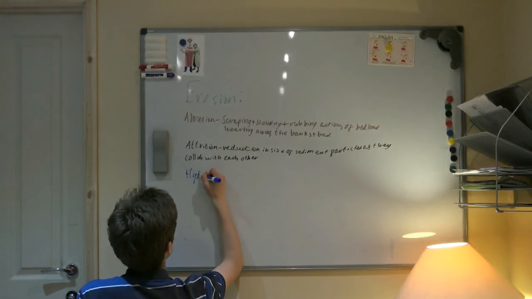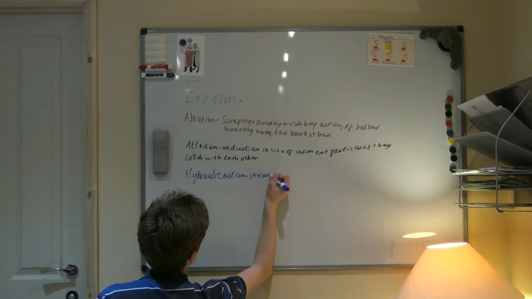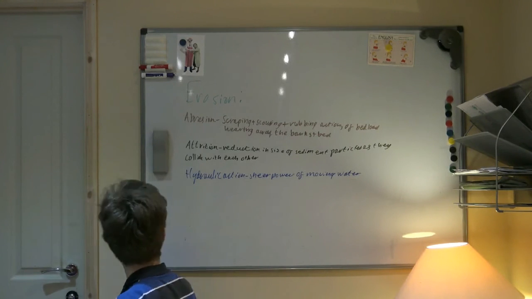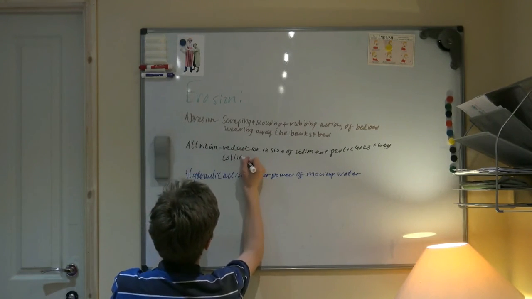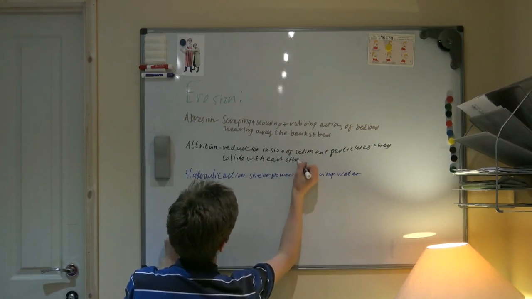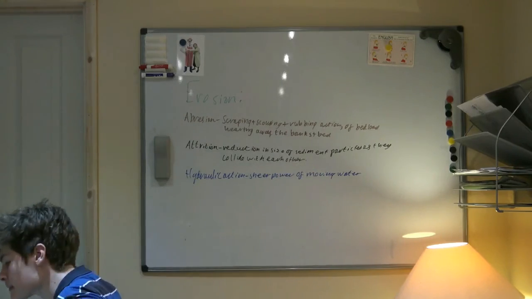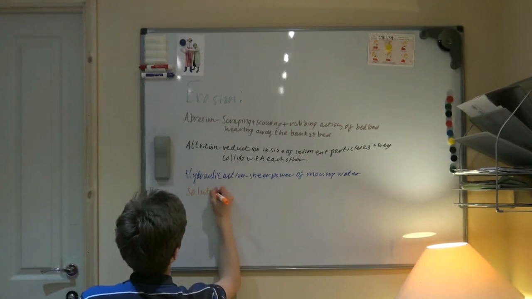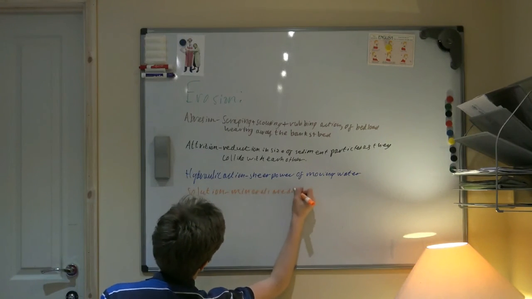The third type of erosion is hydraulic action, which is the power of moving water removing material due to friction or drag. I remember this due to the word hydro, a word for something related to water, being in hydraulic action, and its meaning being to do with water.